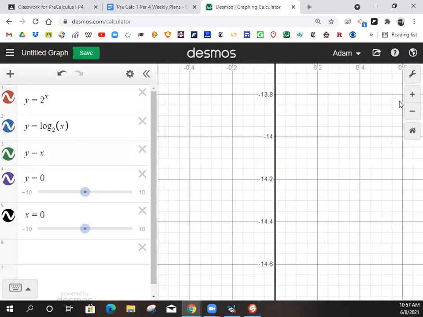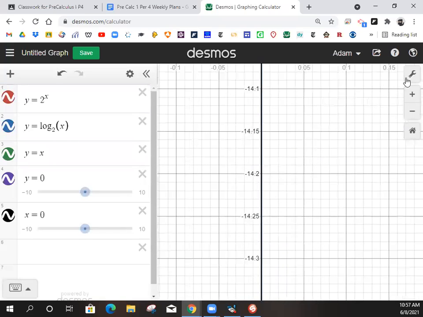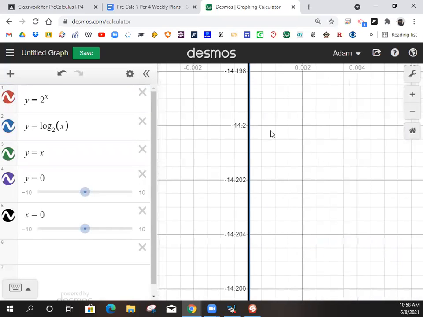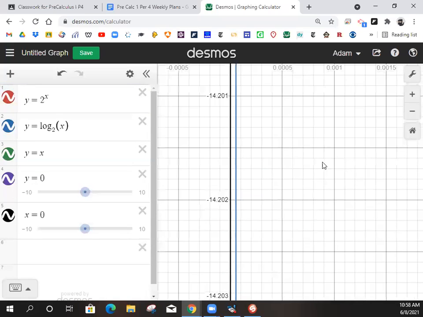If I just keep zooming in here, it looks like these two things overlap. If I zoom in close enough, they won't. There it is, see? There's a little space there. And if I kept going down and zooming in, you would always find this space in between the y-axis and the graph, because it has a vertical asymptote.